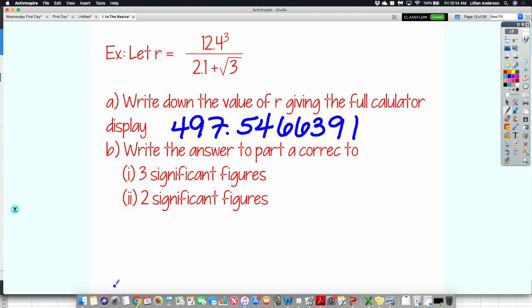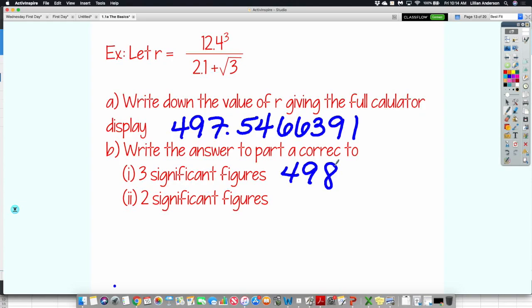When it says write down the full calculator display, you don't leave any of the digits out from that graphing calculator. You type it in and you get that, okay? Make sure that the entire denominator is in the denominator. So if I want to round that correct to 3 significant figures, that would be what? Anyone? 498, very good. So 4 is your first, 9 is your second, 7 is your third. That 5 causes a 7 to round up.